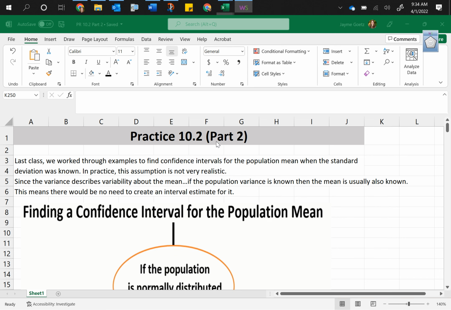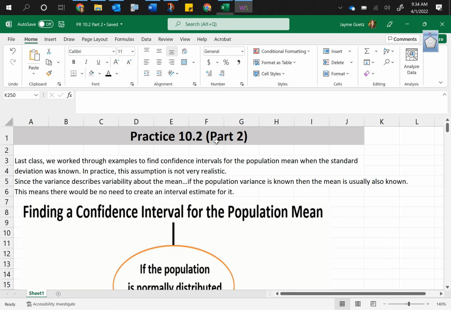Okay, so last class we worked through examples to find the confidence intervals for the population mean when the standard deviation was known. In practice, this assumption is not very realistic. Think about it. Why would we be doing all of this sample research if we know the population standard deviation? We already know the population information. That doesn't make any sense.